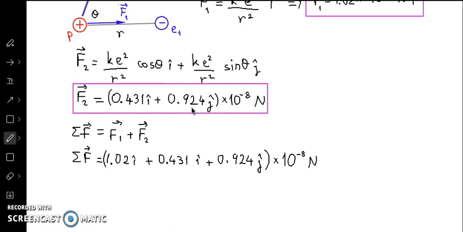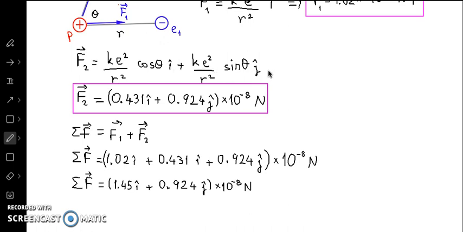So we add the i hats together. We only have a single j hat term, so that one remains as is. And the result is 1.45 i hat plus 0.924 j hat, times 10 to negative 8 newtons. So this is the net force in terms of its components in unit vector notation.